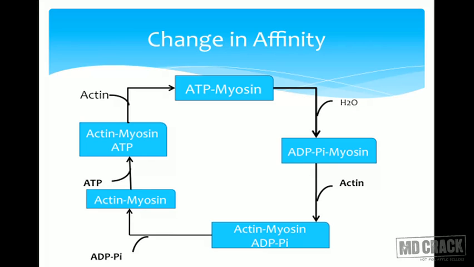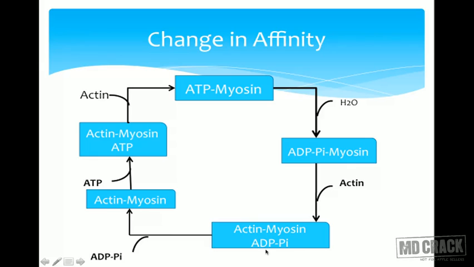Just look at this figure. How does the affinity of the myosin head change with the active site? This is the combination of ATP and myosin, which does not have the affinity for the active site. So ATP will be broken down into ADP and phosphate, and because of that, this combination of ADP, phosphate and myosin will have the affinity for the active site. So immediately it will combine with the actin filament at the active site. The actin, myosin, ADP and phosphate combination is there.